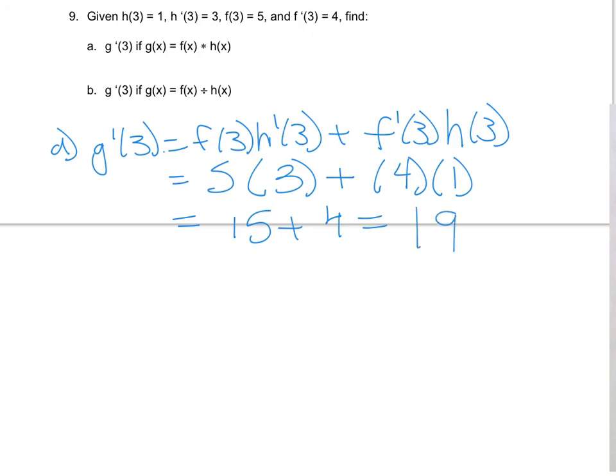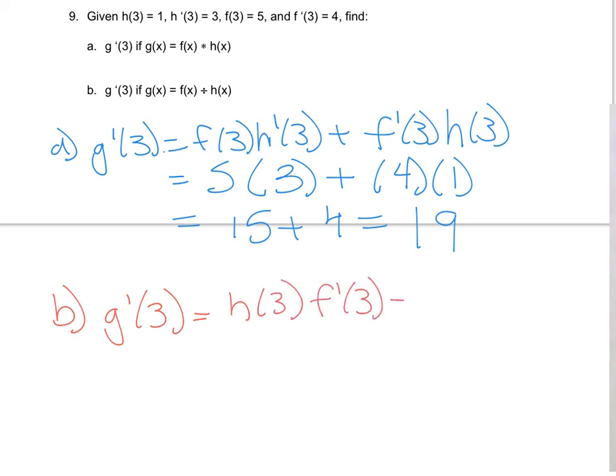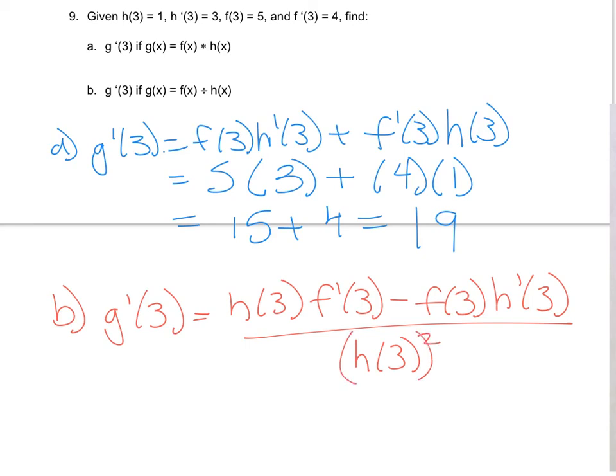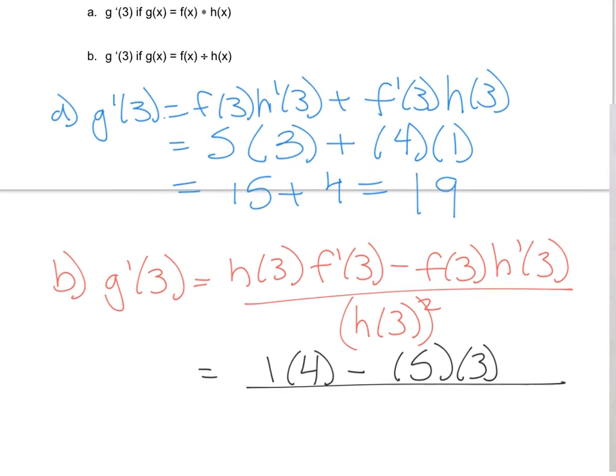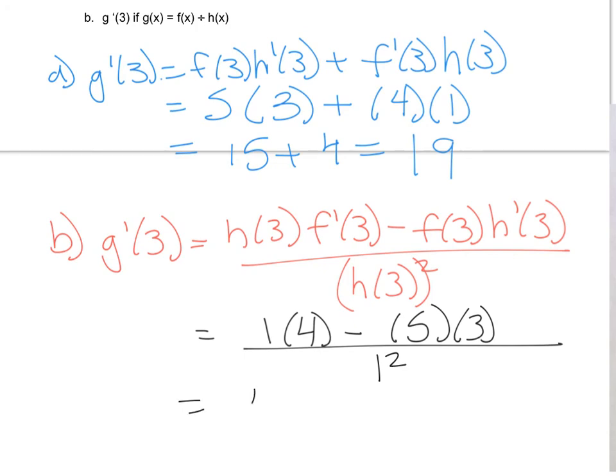And then lastly, for the quotient, we've got low d high minus high d low all over low squared. So let's see, h of 3, prime of 3, so we get 4 minus 15 for an answer of negative 11.